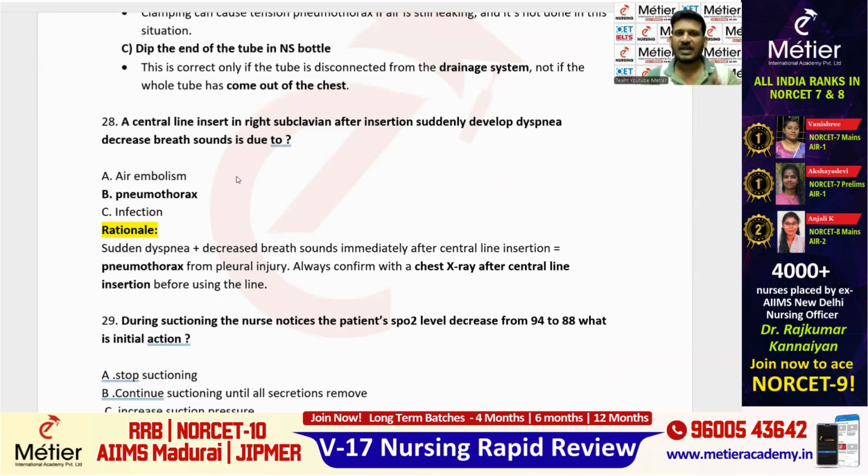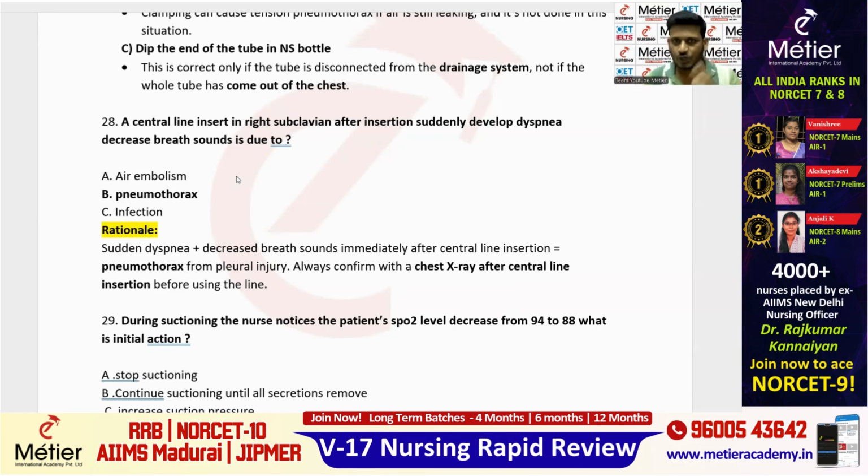So please remember that whenever the central line is inserted through the subclavian vein, there is a chance for pneumothorax. Because the tip of the lungs, which is covered by the pleura, is just next to the subclavian vein. While you are inserting the catheter, there is a chance of puncturing the pleura of the lungs. If the pleura is punctured, there is a chance of air entry.